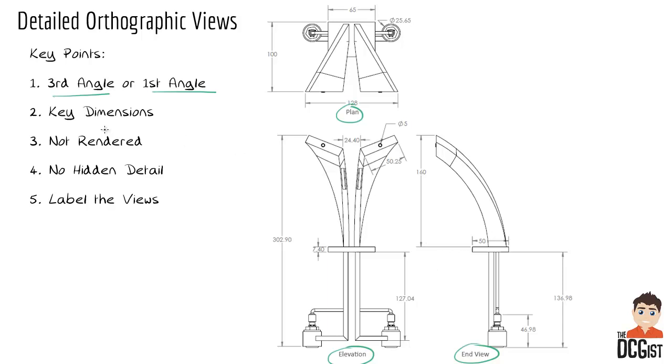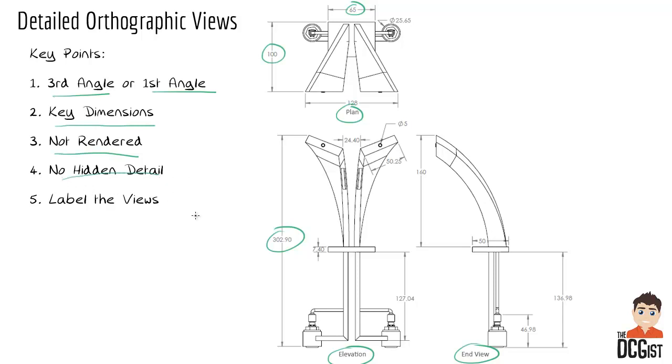Then we have to make sure that we put in the key dimensions. So you'll see here there are the key dimensions in this view. You could probably put a few more than this student has in, but you're not putting in absolutely everything. Just the biggest dimensions that you would need to work on this model. Then the important thing is that this view is not rendered. It's just in lines and no hidden detail.